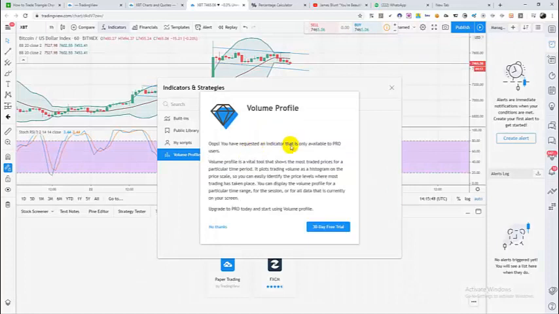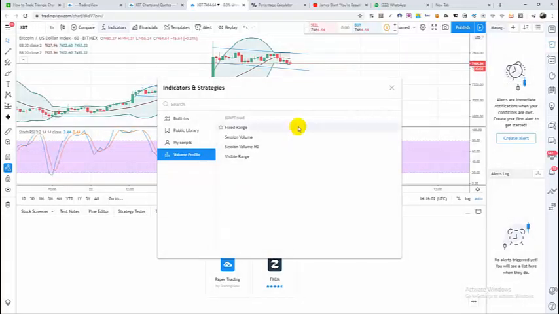As you can see, I cannot see that because it's only available to pro users, so I can start a 30-day trial for this account, or maybe pay for a pro account here. Okay, so I say no thanks.